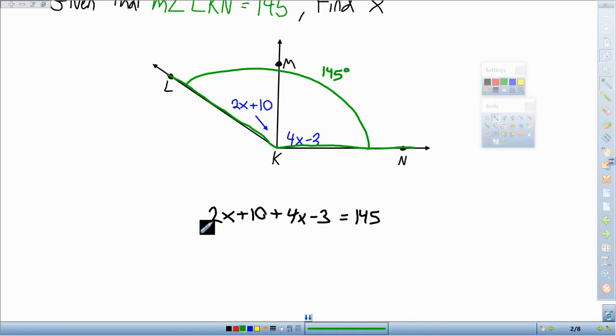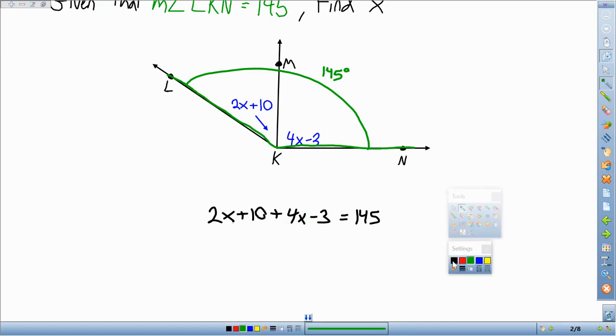Okay. I have this 2x and this 4x. Those would be considered like terms. They both have the same variable to the same power. Technically, these are to the power 1, but they don't write it in. Okay. So those are considered like terms, and that means I can combine them. A 2x plus a 4x is a 6x.